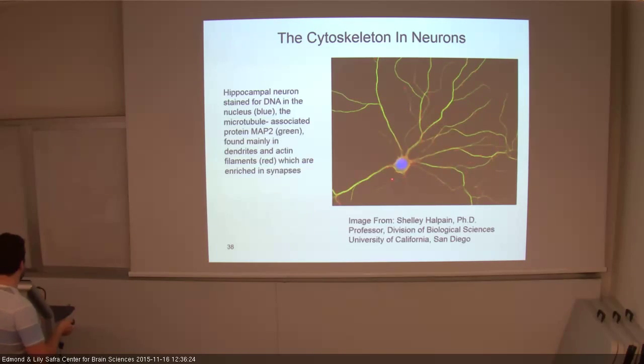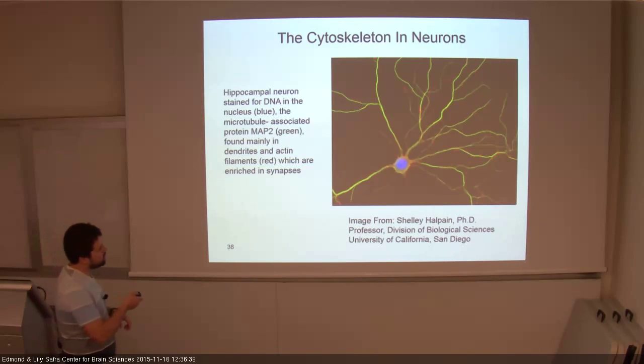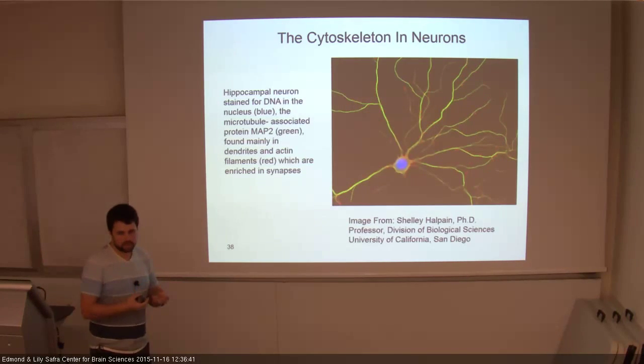In blue, you can see nice nuclear staining, so this is staining of the DNA of the cell. And in red, you can see very small actin filaments, which are enriched in the synapses of the neuron.